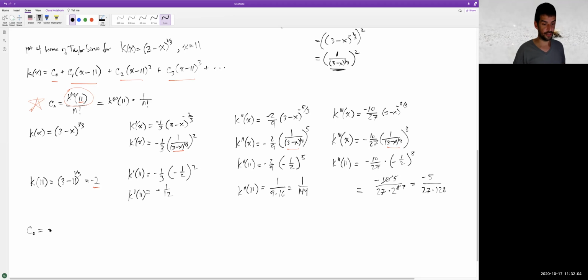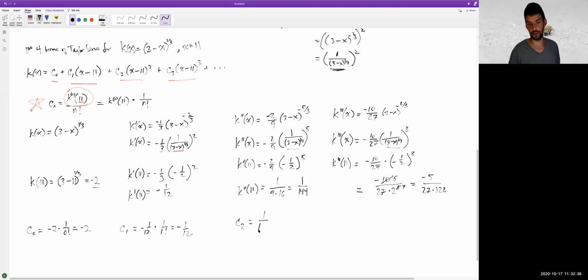So C naught is -2 times 1 over 0 factorial. Remember, 0 factorial is 1. Probably seems a little weird, but it's important to keep it that way. It's true, and we're going to always use that. So the first one is just -2. C1 is equal to -1/12 times 1 over 1 factorial, which again is just 1. So this one is -1/12.